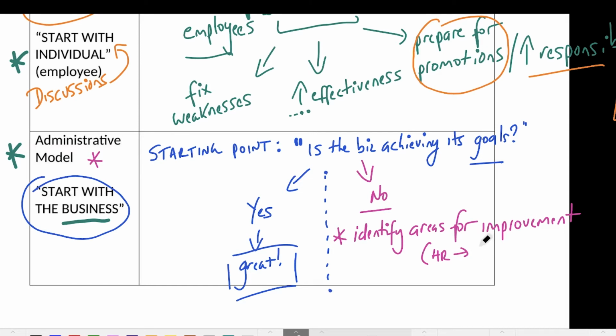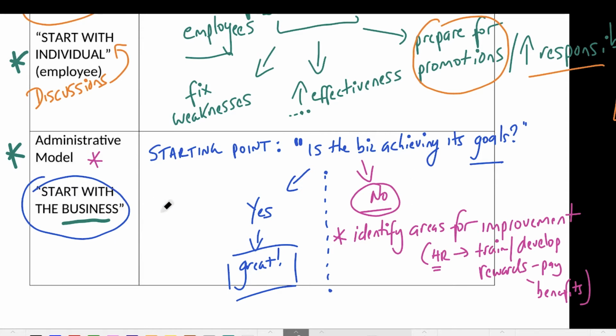So do we need to train people? Again, we've answered this question by saying no. So then we're saying, okay, with this administrative model, we're asking this question, and we're looking at ways that HR can help us achieve our goals and overcome this no in this situation.